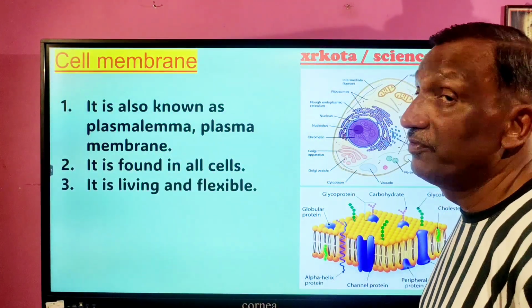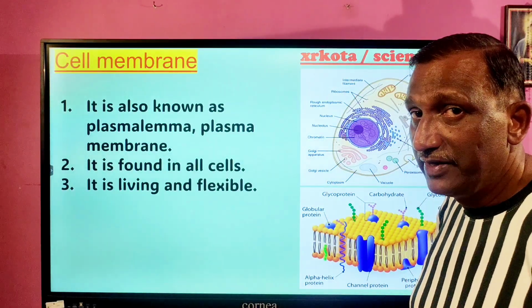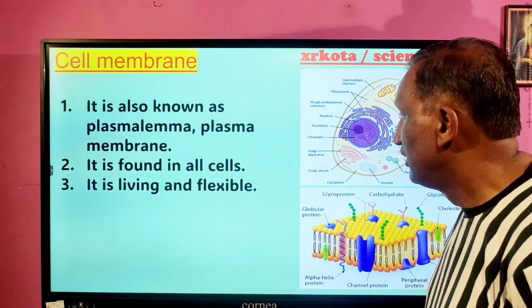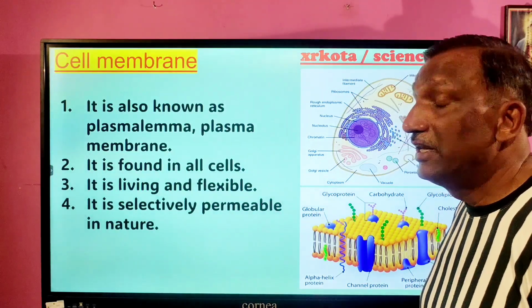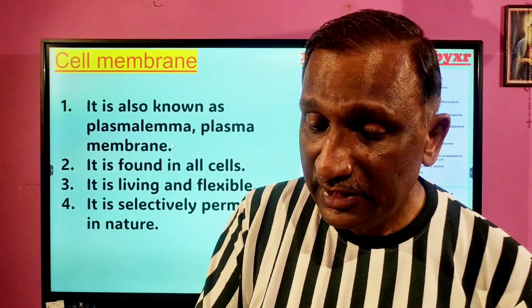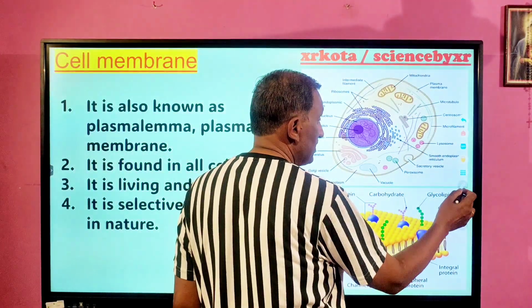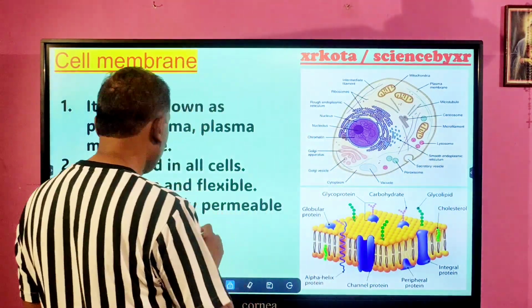Third, it is living and flexible. It is not rigid, but it is living and it is flexible. And the fourth thing, it is selectively permeable. That makes a very unique property. Selectively permeable. What is meant by selective permeability? Selective permeability का मतलब क्या है? जैसे आपका स्कूल है, उसमें कुछ गेट होंगे.